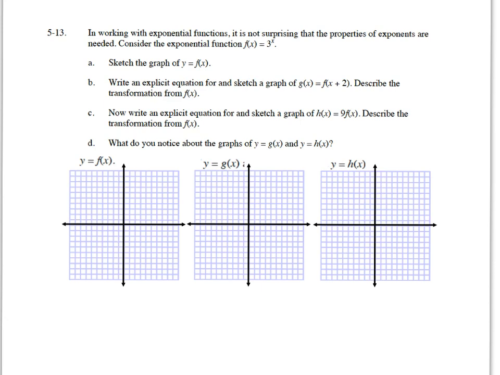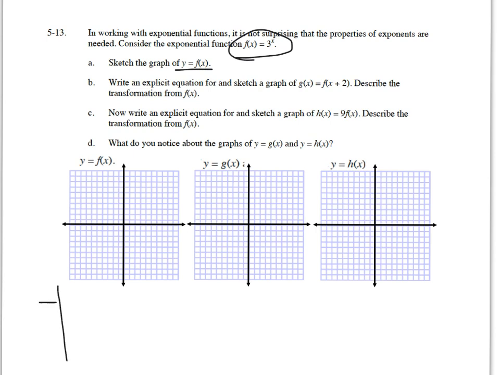Now, continuing to apply some of these skills, we applied some exponent skills on the previous slide so that we could rewrite an exponential function in terms of a times b to the x. Now let's apply some of the transformation skills that we reviewed at the beginning of this lesson. Working with exponential functions, it's not surprising that the properties of exponents are needed. Consider the function f of x equaling 3 to the x.